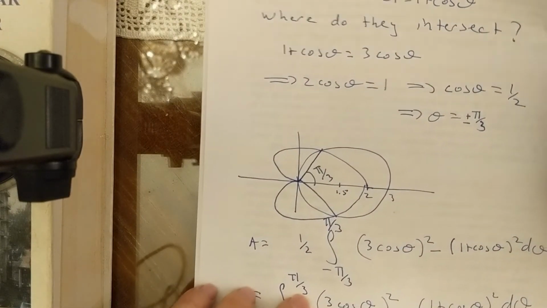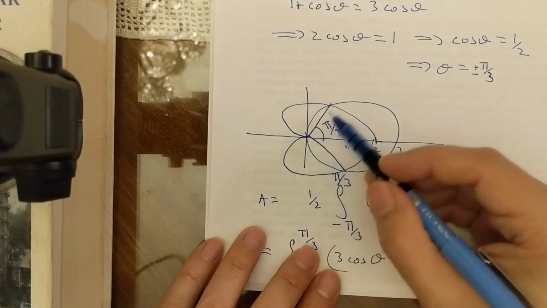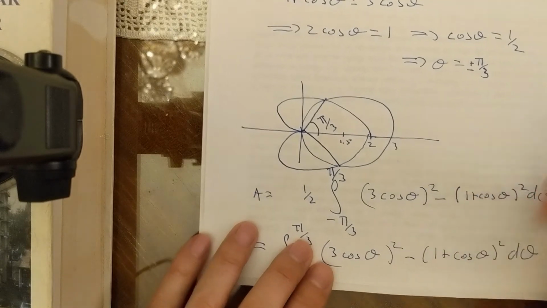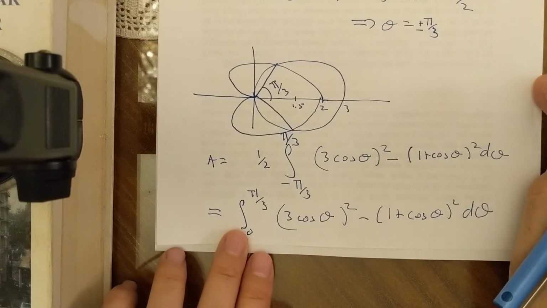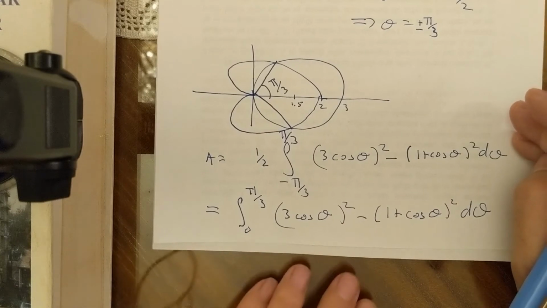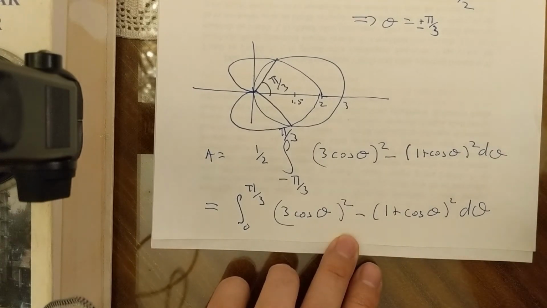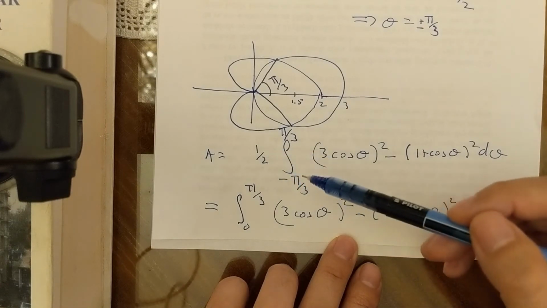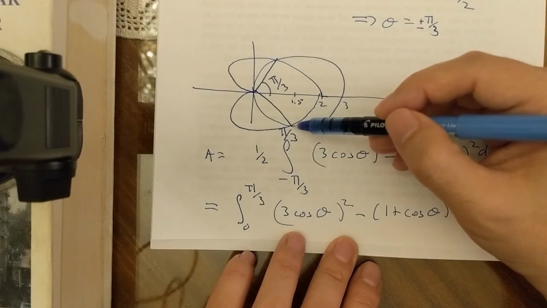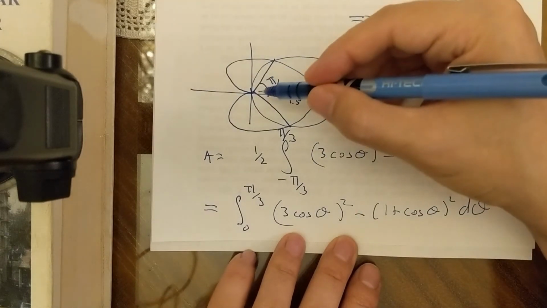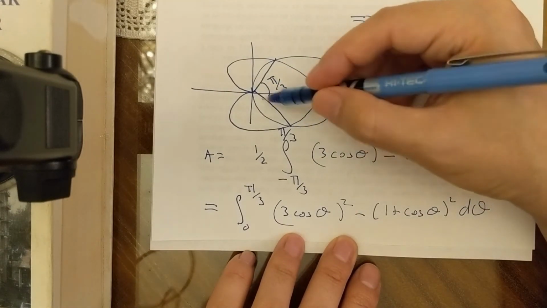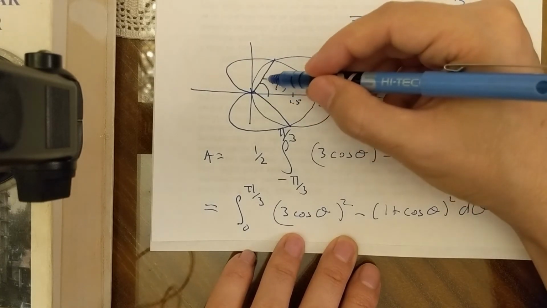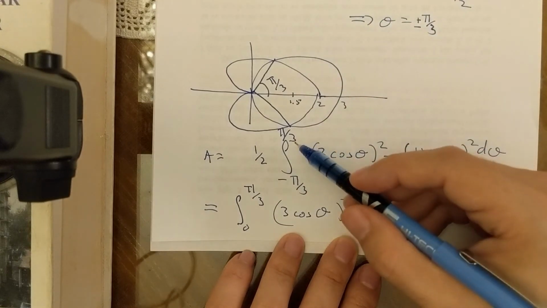Okay, so here's the picture redrawn. Where they intersect is at pi over 3 and minus pi over 3. For this problem, we're just going to set up the integral. I'll let you finish it up on your own if you want to. What's going to happen here is we have our standard 1/2, and the rays that we're interested in start from where they intersect, which is minus pi over 3 radians, and we go all the way up to pi over 3 radians, okay?